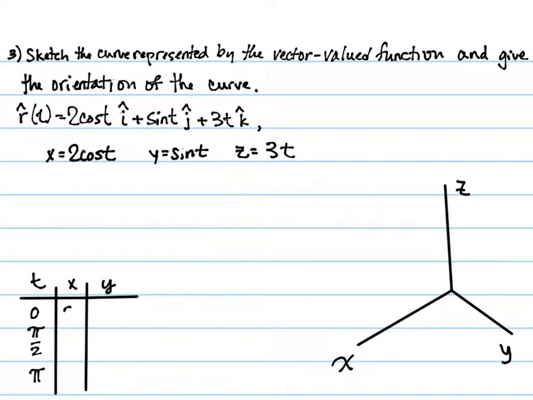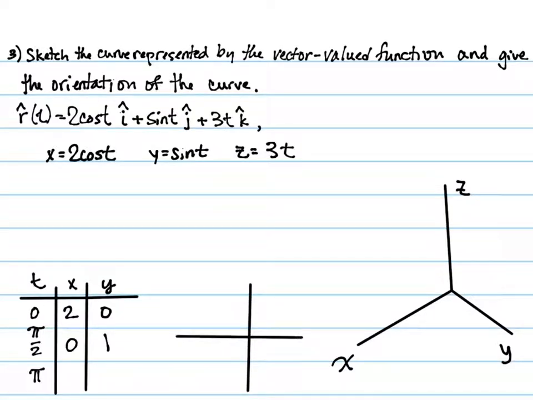It's 2. How about for y? What's sine of 0? It's 0. How about pi halves? What is 2 cosine of pi halves? It's 0. What's sine of pi halves? 1. So let me actually plot those two first, and then we'll plot our third one as we go.